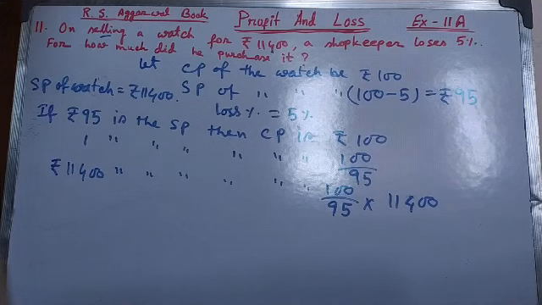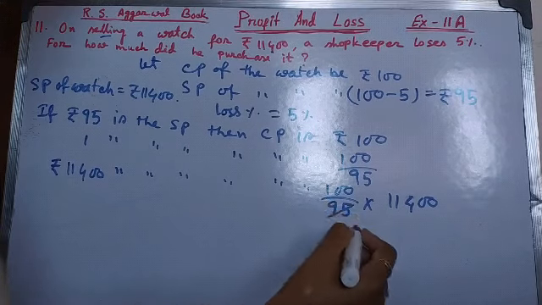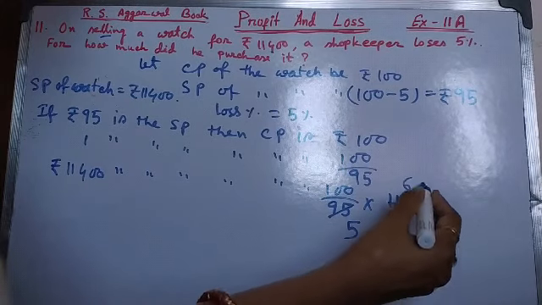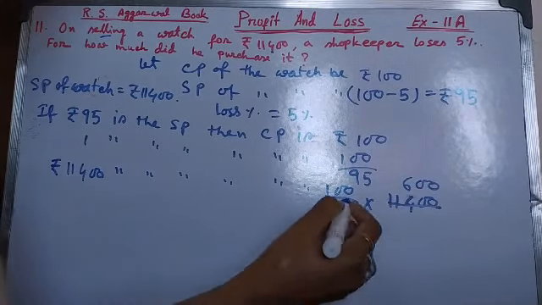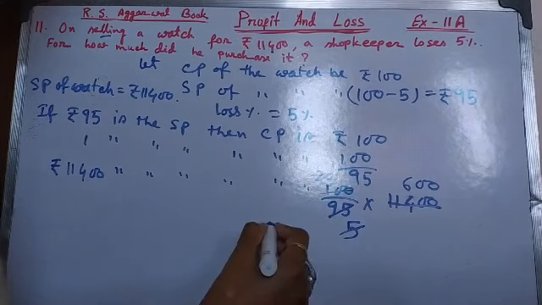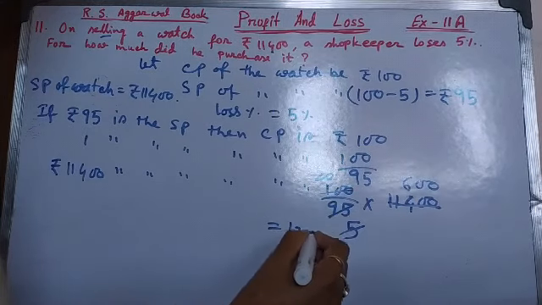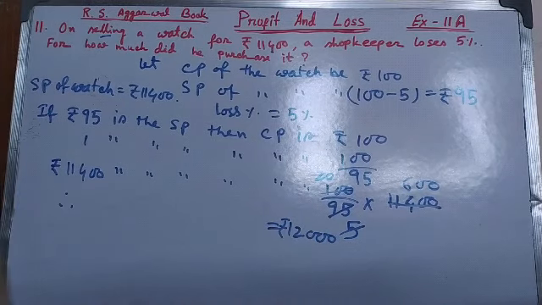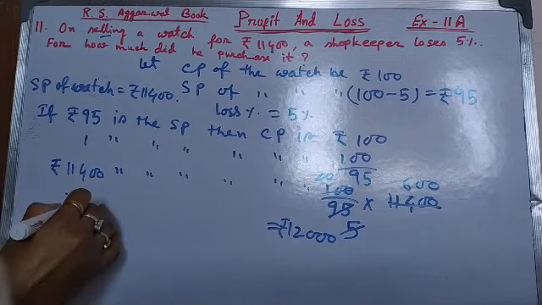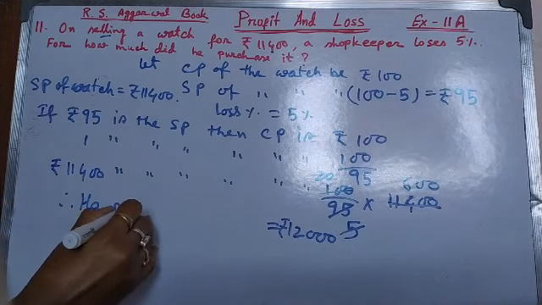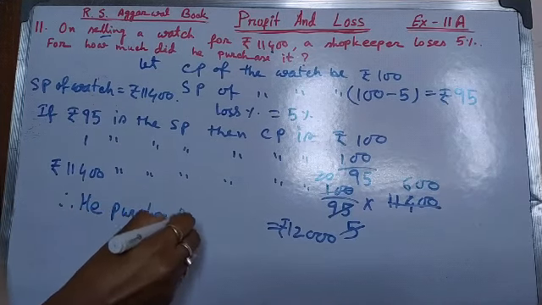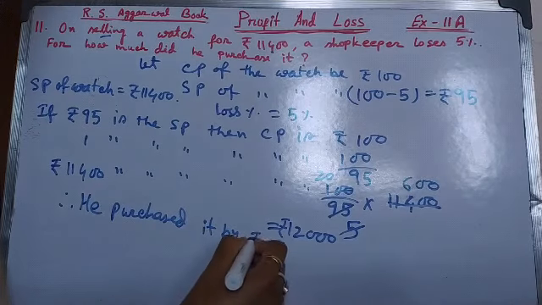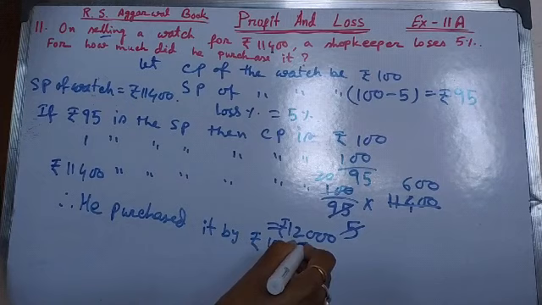Then we can cut it by 19. 19 5s are 95. 19 6s are 114. Then 2 zeros. 5 2s are 10. So 6 2s are 12, and 3 zeros. That means this is the cost price of the watch. So he purchased it for rupees 12,000.